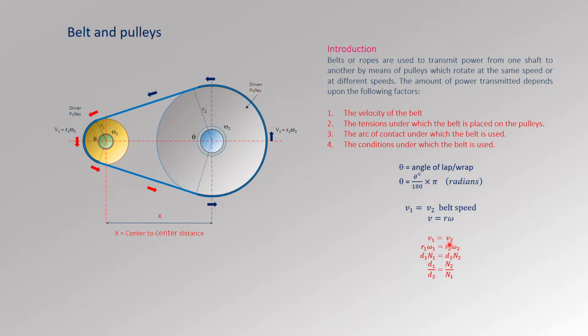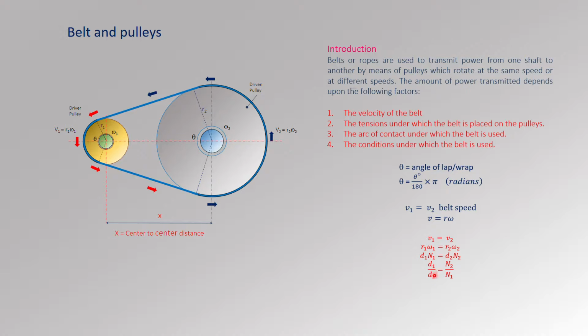So since V1 and V2 are the same, you get the formula D1 over D2 equals N2 over N1. As you can see, D1 over D2 equals N2 over N1. What we can say here is the speed is inversely proportional to the diameter of the pulley. So the larger the diameter of the pulley, the lower the number of revolutions. That means the speed will be lower for a larger diameter pulley. For a smaller diameter pulley, the speed will be higher. That is why we write both the diameters and the speeds the other way around.